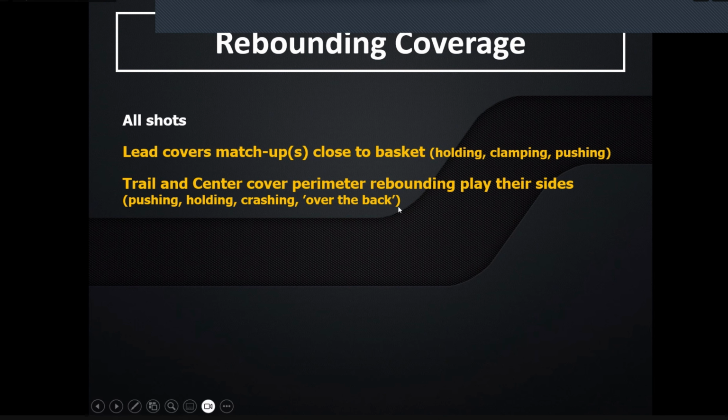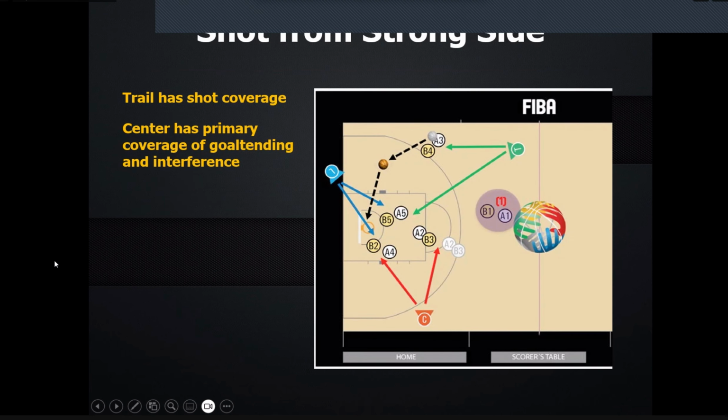Trail and center, identify the active matchups you have for your rebounding. So in a play like this, lead would have here primarily. The shot was taken from here. The lead would be that little step further out and would have this matchup primarily. The trail is picking up the people crashing from the outside on the trail side, and the center's picking up the matchup crashing from the center side.